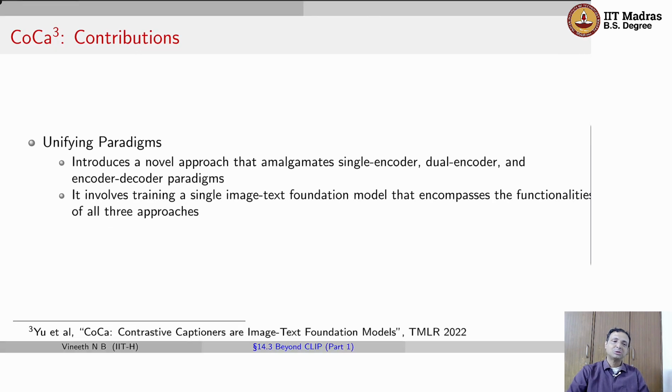The third vision language model that we're going to talk about in this lecture, and we'll come back with more of them in the next lecture, is CoCa. CoCa is contrastive captioners, and the title of this paper is Contrastive Captioners are Image Text Foundation Models, which was published in the Transactions on Machine Learning Research in 2022.